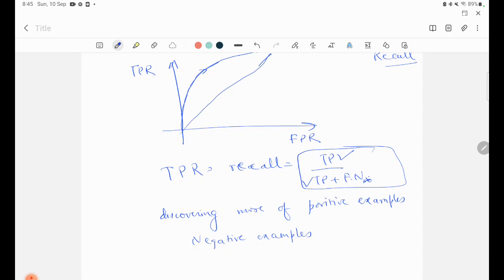And what is false positive rate? It is telling us about the discovery of false positives. This one is telling about the discovery of true positives, and that one is telling about the discovery of false positives. So it is false positives upon false positives plus true negatives.